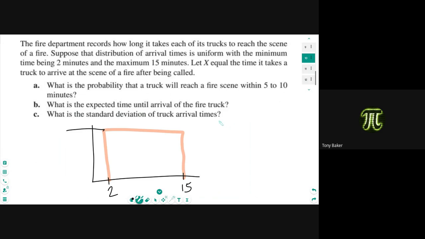How did I find that? One divided by 15 minus 2. Yep. So P is 1 divided by 15 minus 2, which is 1/13.